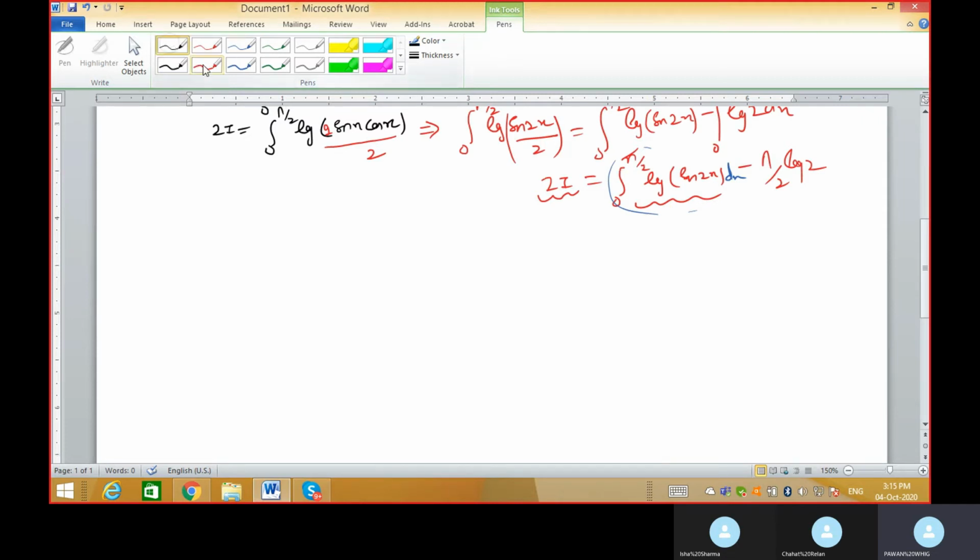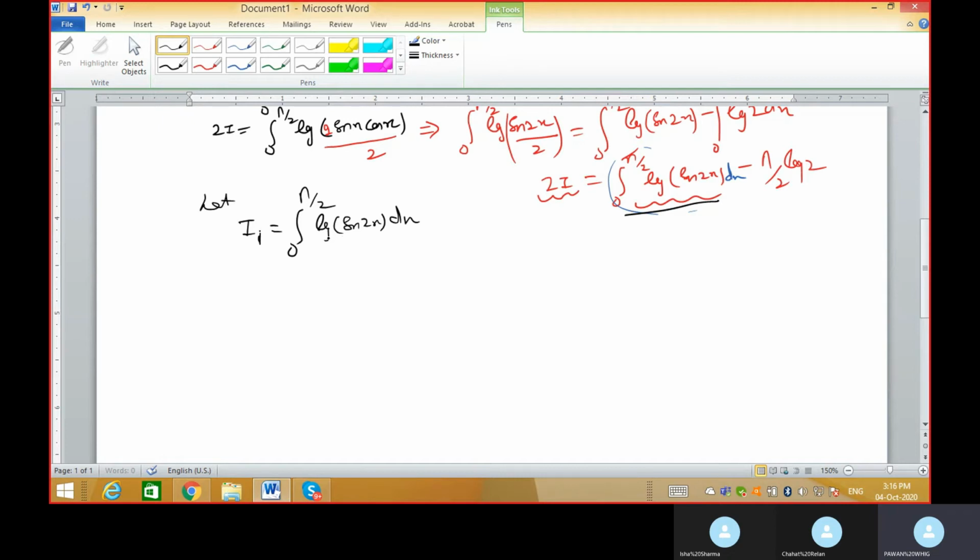Okay, we will do this. So what I am taking here, let I1 be equal to the integral from 0 to pi by 2 of this portion, log of sin 2x. This is now, and I already told you what I am going to do.